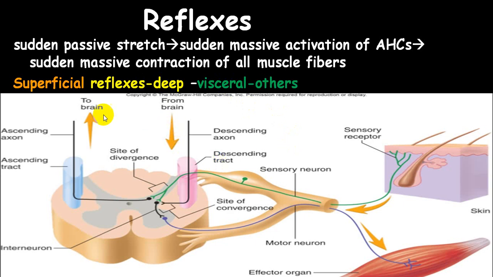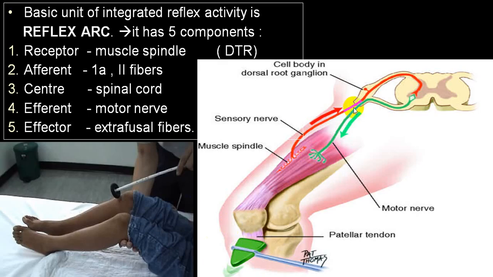So this is a diagram showing you superficial reflex. This is deep tendon reflex, which is monosynaptic. And for a reflex, you require a receptor. In a deep tendon reflex, muscle spindle, afferent fibers, center, efferent fibers, that is motor nerve, and effector, that is extrafusal fiber of muscle. These are the 5 components for deep tendon reflex.